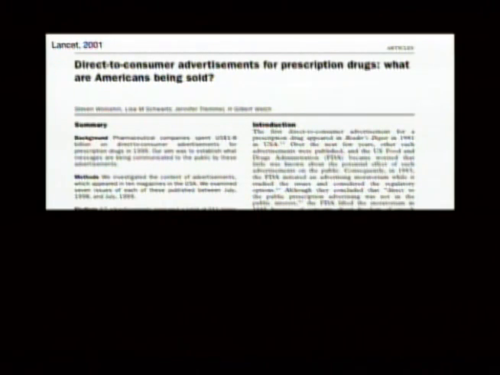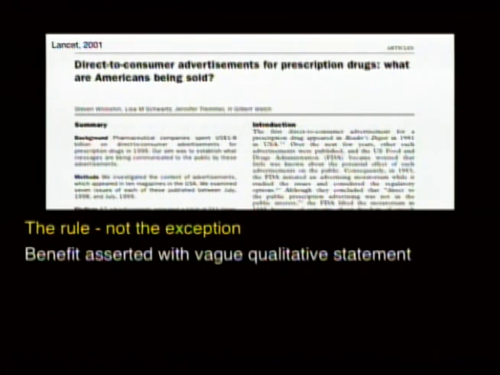Now, I've shown you selected examples, but Lisa and I have looked at this systematically. We did a paper looking at how drugs are advertised in popular magazines, and we found that what I've been telling you about is the rule, not the exception. Benefits asserted with vague qualitative statements.